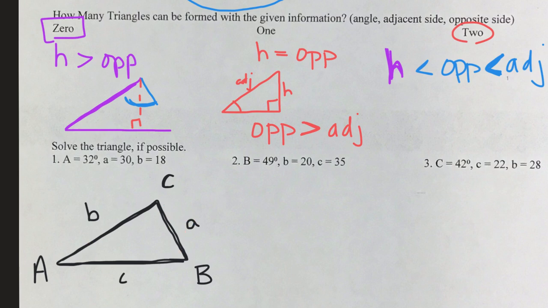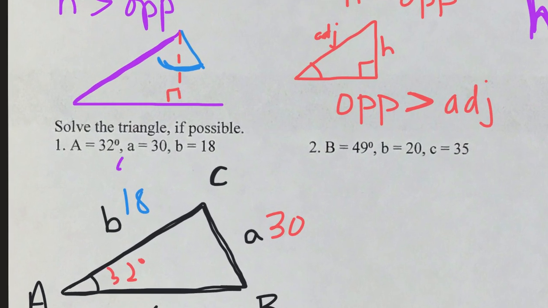Okay, so we are given that this is 32 degrees. We're given side a is 30, and we're given side b is 18. So for our situation, a is the opposite side, and b is the adjacent side to our given angle. Not that it's a right triangle, but that it's across from it. Across means opposite. So let's look: is the opposite side greater than the adjacent side? Yes, 30 is clearly bigger than 18.